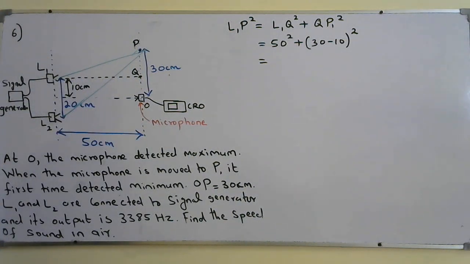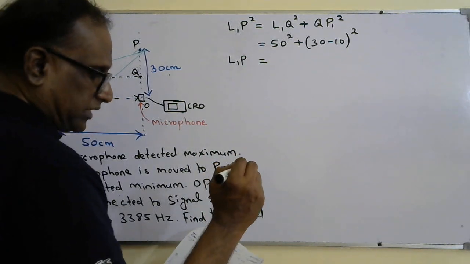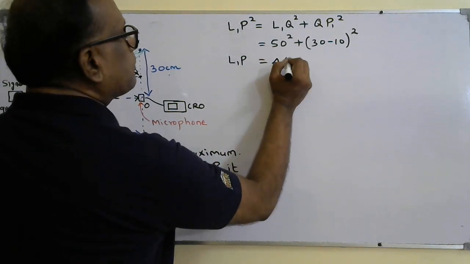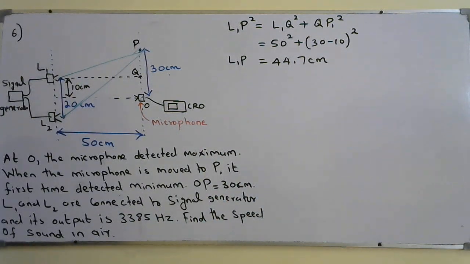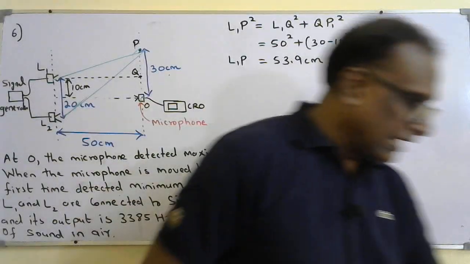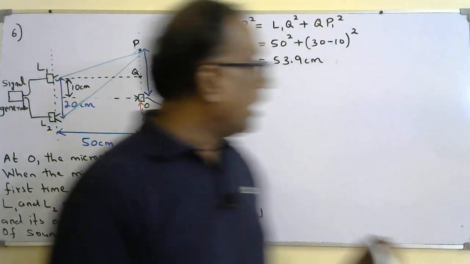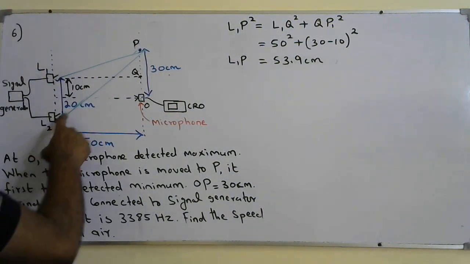So it's Pythagoras theorem I'm using. I need to find L1P, take the square root, and you will get 44.7 centimeter. Sorry, that is 53.9 centimeter. L1P is 53.9 centimeter. Same way, I need to find L2P, this length.